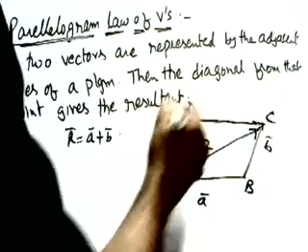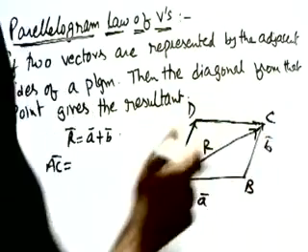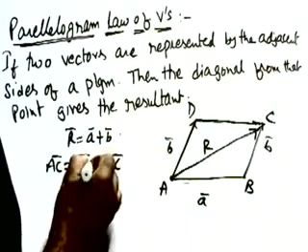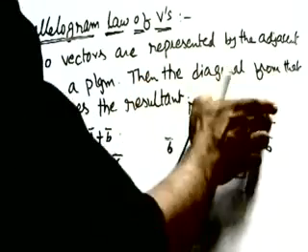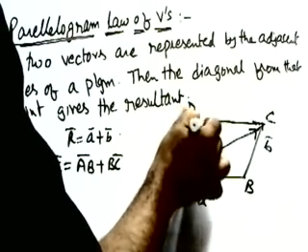Also, you see here, suppose this is A, B, C, D. We can also write it like this: AC equals AB plus BC. You can say it like this with a triangle also. The resultant AC equals AB plus BC.